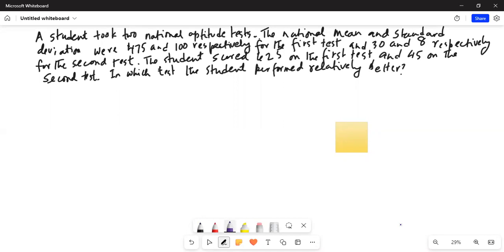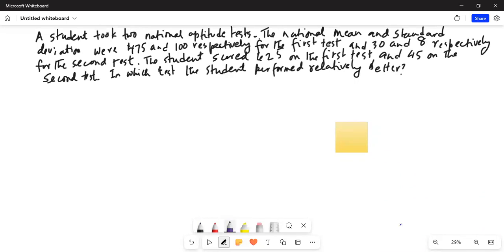A student took two national aptitude tests. The national mean and standard deviation were 475 and 100 respectively for the first test, and 30 and 8 respectively for the second test. The student scored 625 on the first test and 45 on the second test. In which test did the student perform relatively better?